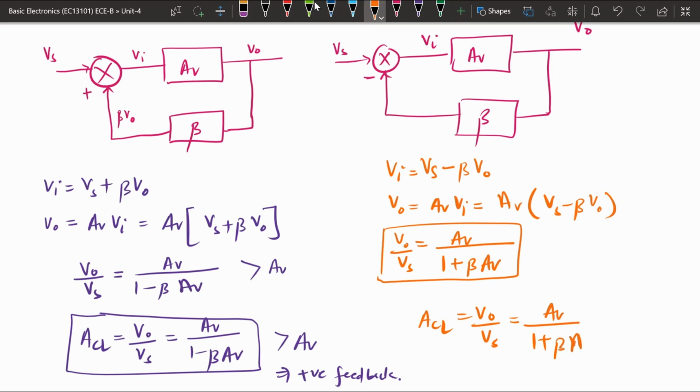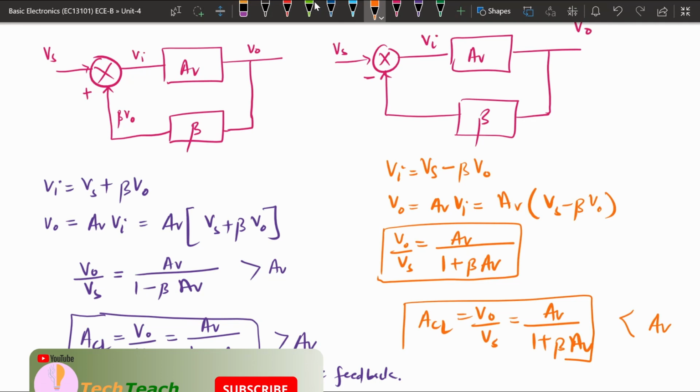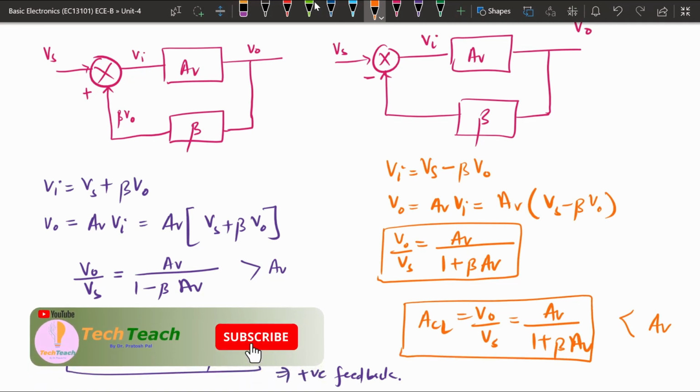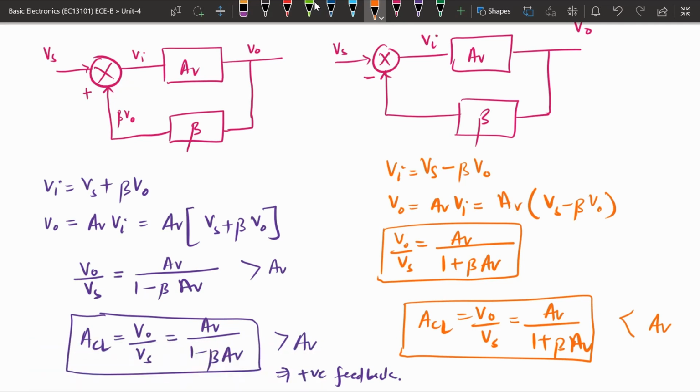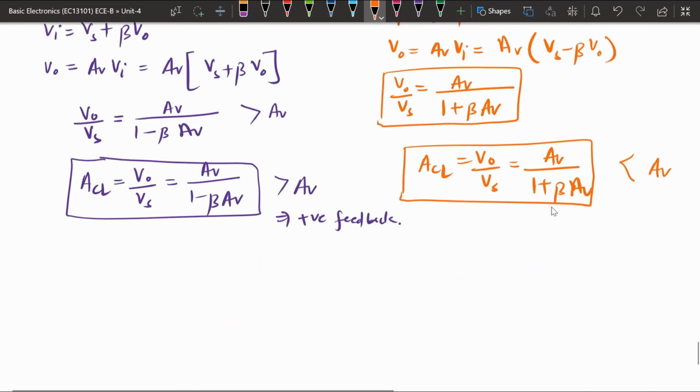So on the denominator side you can see 1 plus beta times AV. So 1 plus something will be greater than 1. So if we are dividing AV by a value greater than 1, it will be coming out to be less than AV. That means here in the negative feedback case, the ACL, that is closed loop gain, is less than AV. So less than AV means we are able to reduce the gain of the amplifier. So that reduction will be depending on the beta value, so beta factor.